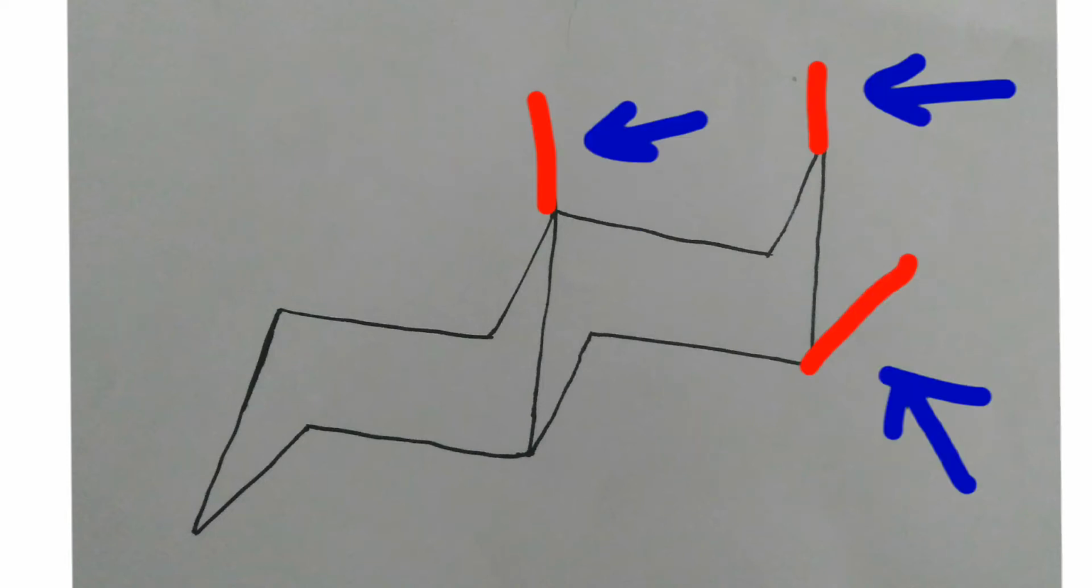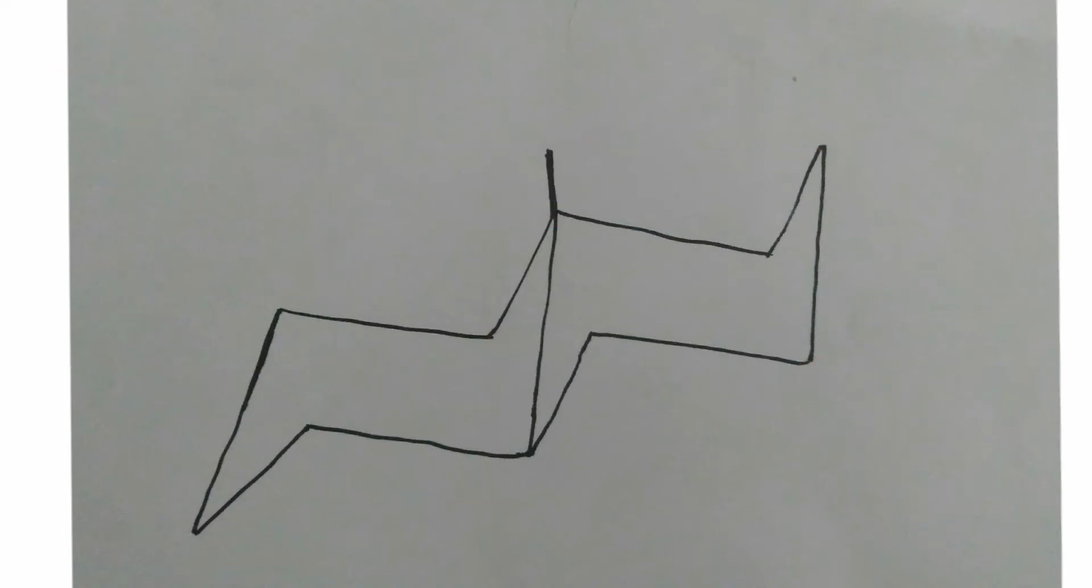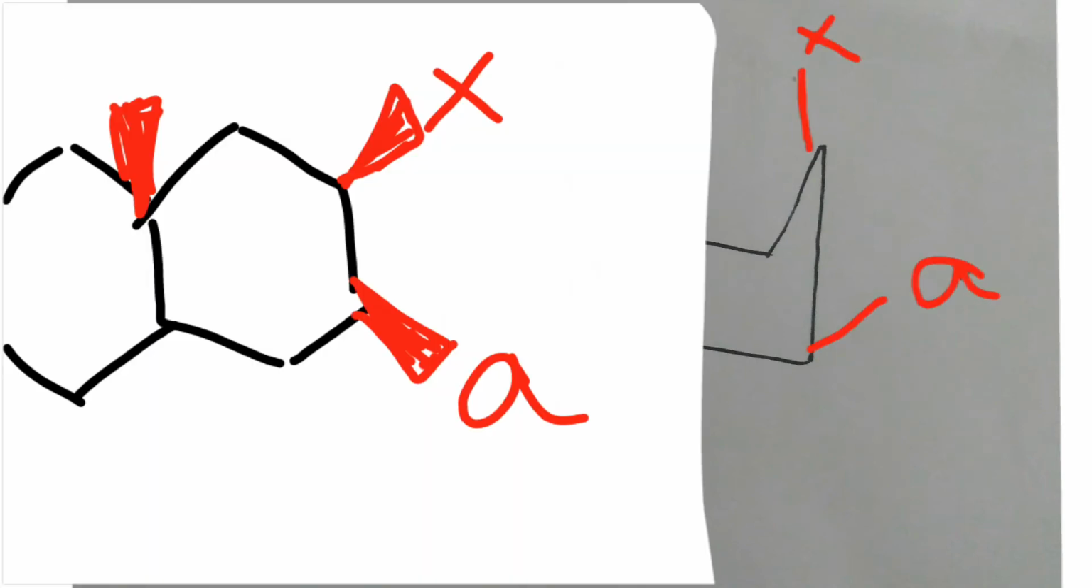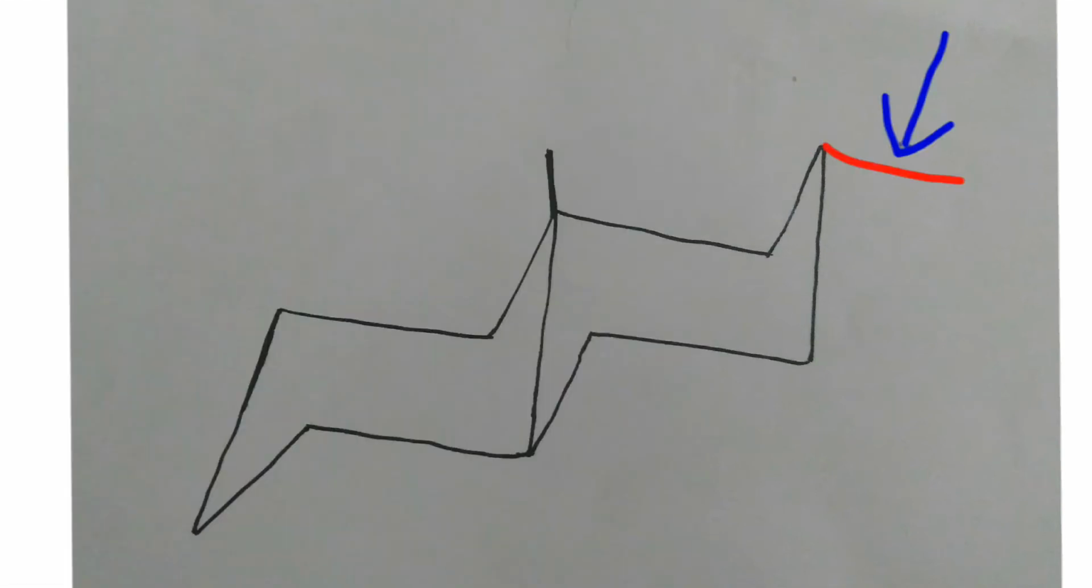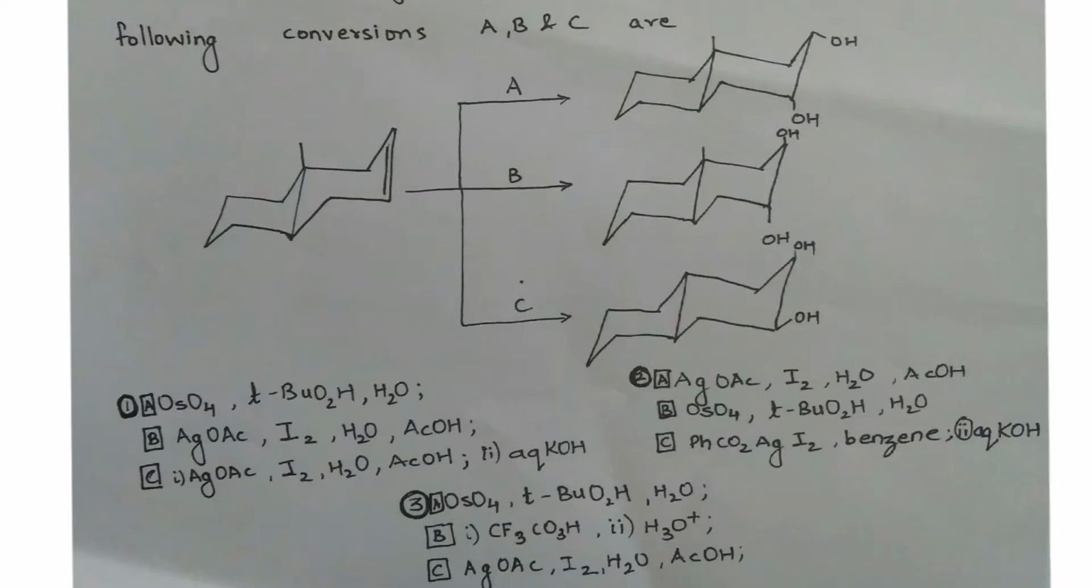So when we consider these 3 points which are above the plane of the paper, this methyl group over here, any substituent on the axial position here and any substituent which is on the equatorial position here, they will be above the plane of the paper. The substituent over here in the equatorial position and here in the axial position will always be shown below the plane of the paper. Let us get back to the question.